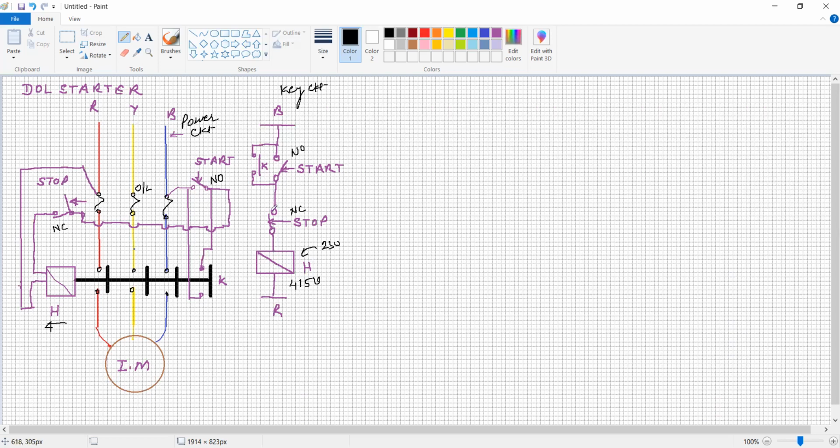Now suppose I want the motor to be started automatically as soon as some remote signal is given. So we can connect a remote signal here, given as another start button. Either by pressing this button or by pressing that button, the motor can be started, or it may be an automatic switch. For example, if there is a compressor or an overhead tank, as soon as the overhead tank level goes below some predetermined value, the pump should be started. So it can be started automatically by sensors.